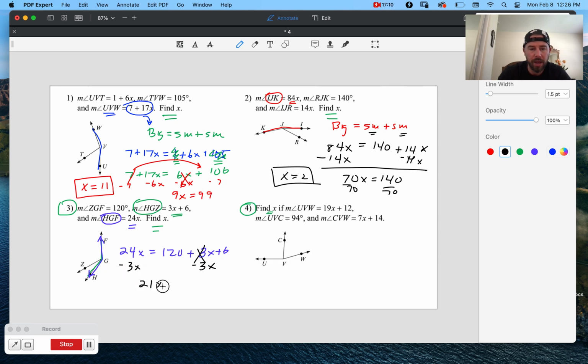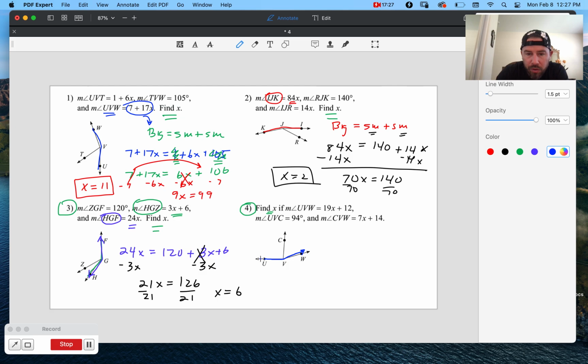And it looks like I have 21x equals 126. Divide by 21, x equals 6. Okay? Over here for 4, let's find the big and not mess it up this time.